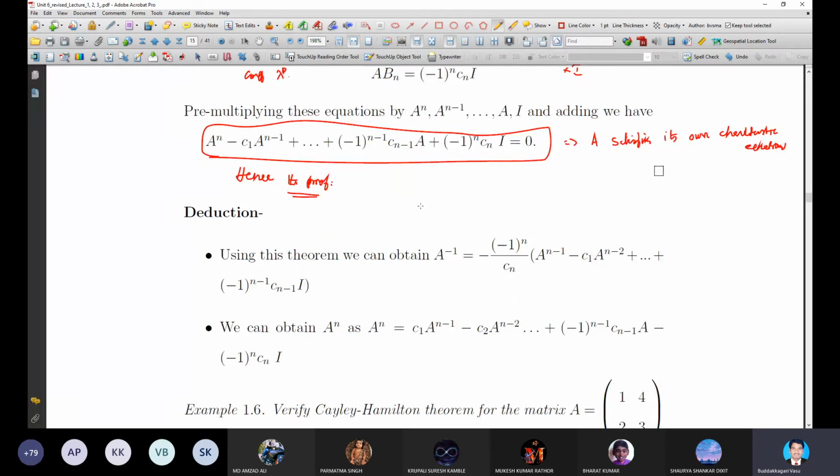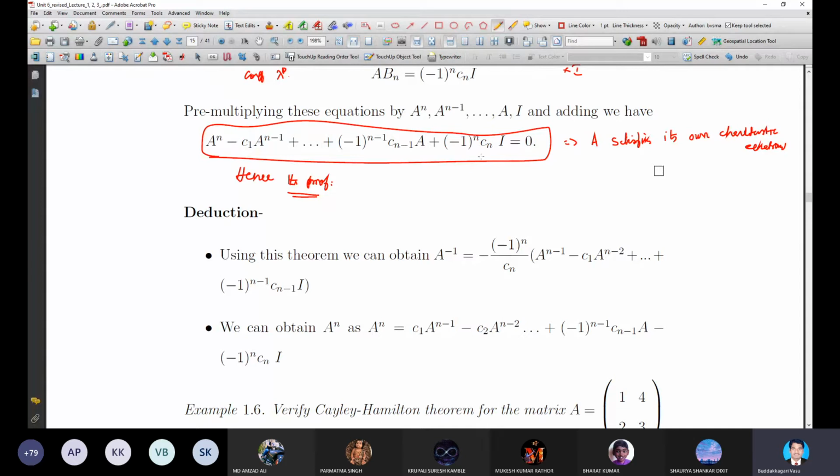That is what I have already explored: finding the inverse of the matrix. For finding the inverse of the matrix, you pre-multiply with A inverse on both sides of the characteristic equation, which is satisfied by A. So what is A inverse? Multiply with A inverse on both sides. Therefore A inverse remains, and all the other terms will be powers of A only.